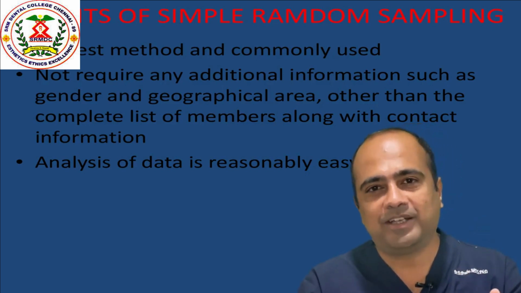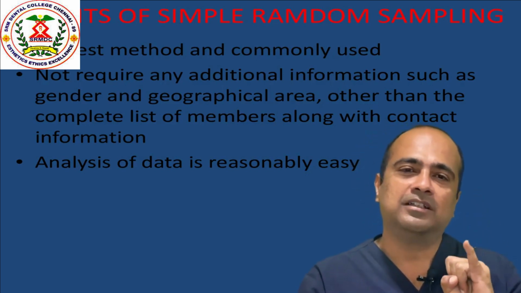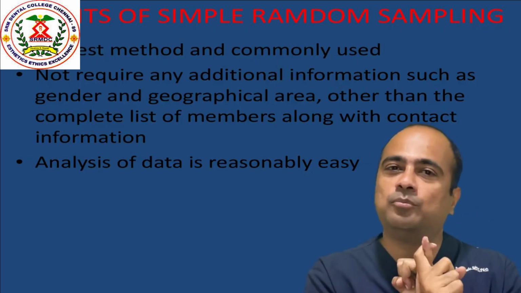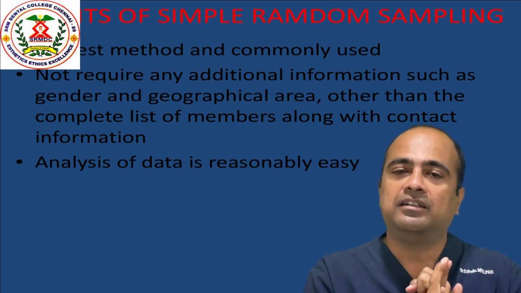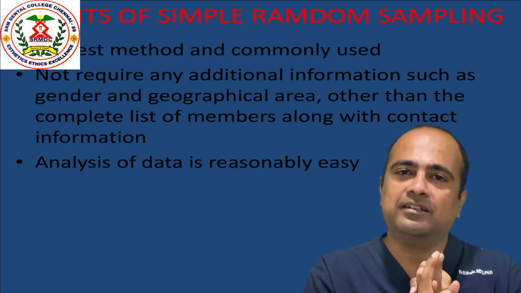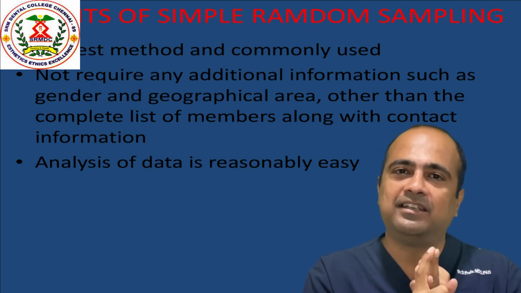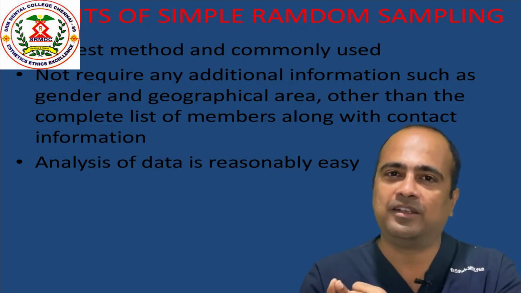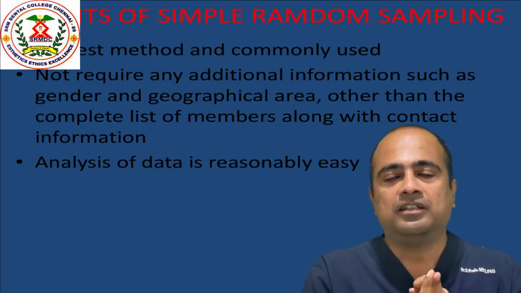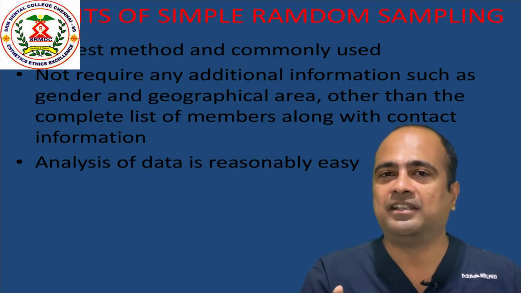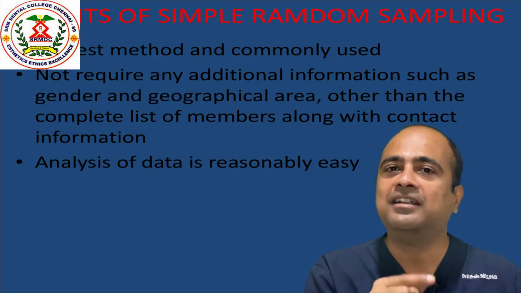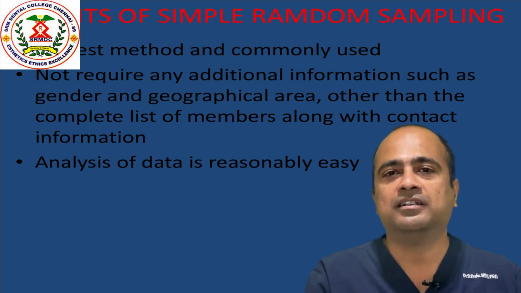Coming first to merits, the first merit is that it is very easy and it's the most commonly used method in sampling. Second, it doesn't need subset characteristics like age, gender and geography. Third, it can be applied to the whole population and analysis is very easy. After picking up the sample, the analysis of the result is quite easy.